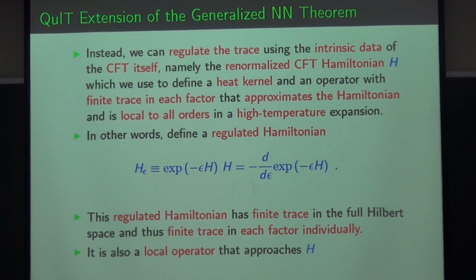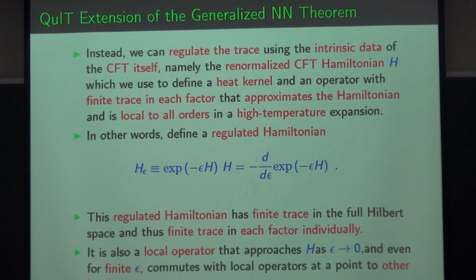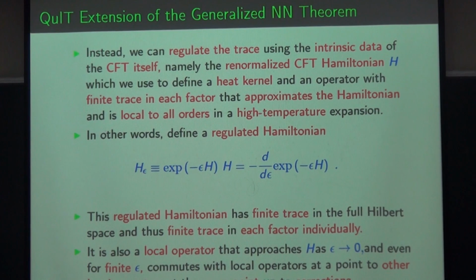It's also a local operator that approaches H as epsilon goes to 0, and even for finite epsilon, it commutes with local operators at a point onto other local operators at the same point up to exponentially small corrections in epsilon. So you can see that the Taylor series of the commutator of H sub epsilon with any local operator is always a local operator at the same point. It's only non-perturbatively in epsilon that you get operators that live at other points.